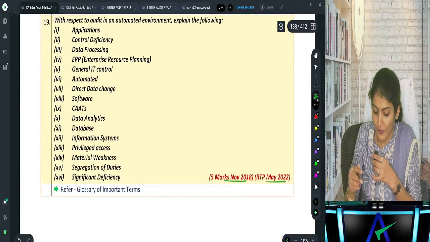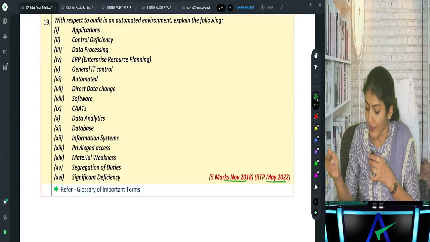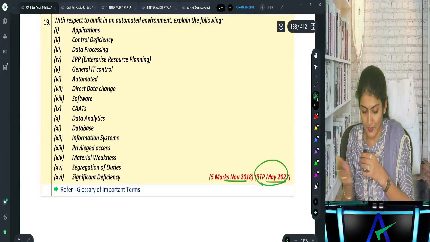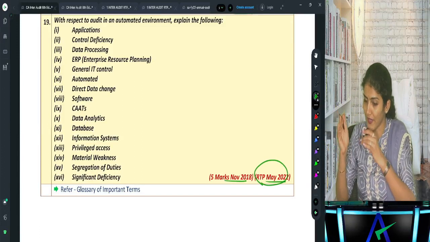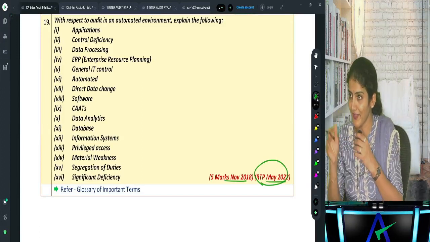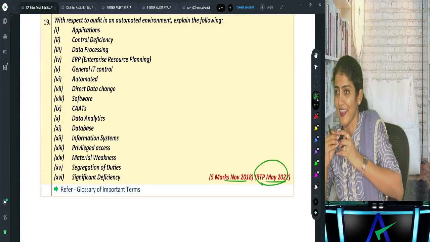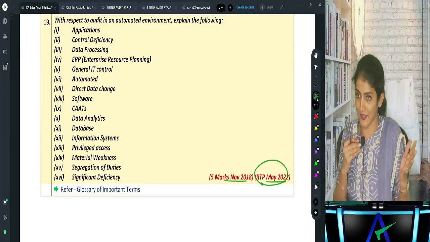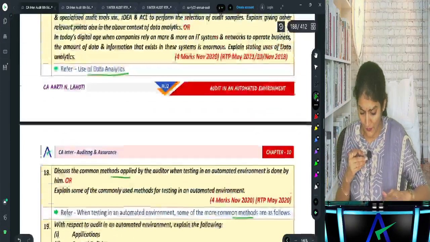And then again, they asked a few of those terms in November 18, and a few of those terms were there in RTP May 22. So what I did, I put all of them together over there rather than making two separate questions. Right? So is it okay for all of you?